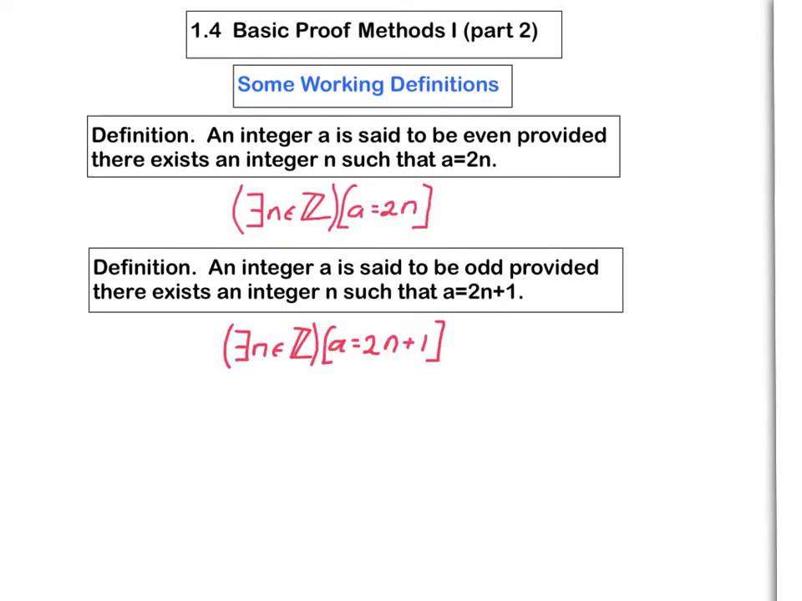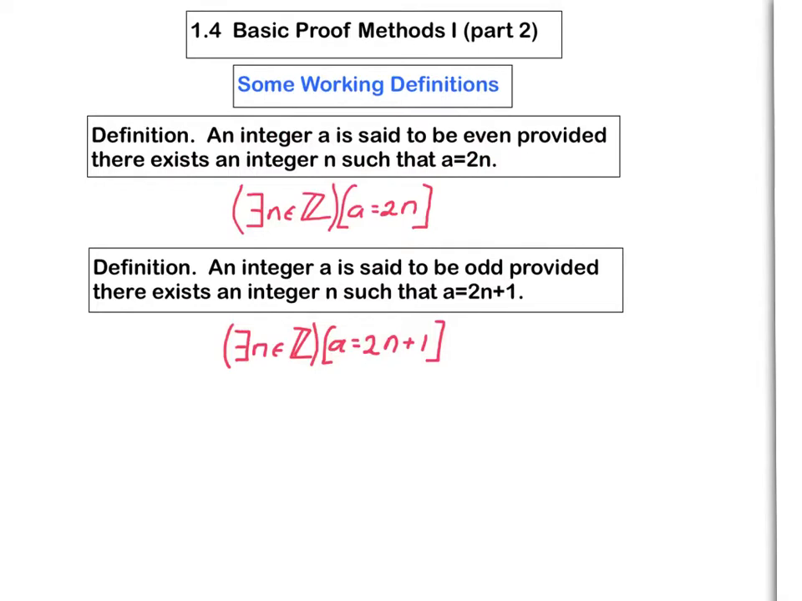The first one says, an integer a is said to be even provided there exists an integer n such that a is equal to 2 times n. And here I've written that definition in symbols. And we say that an integer a is said to be odd, provided there exists an integer n such that a is equal to 2n plus 1. And here I've written that definition in symbols as well.